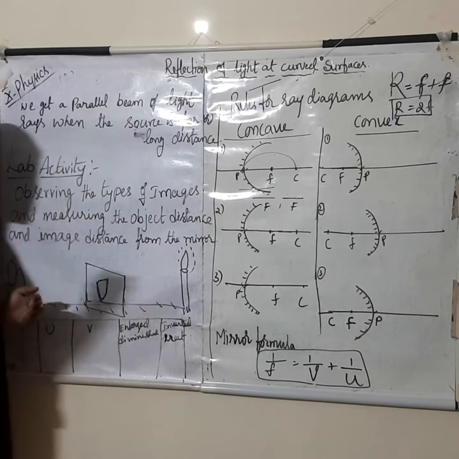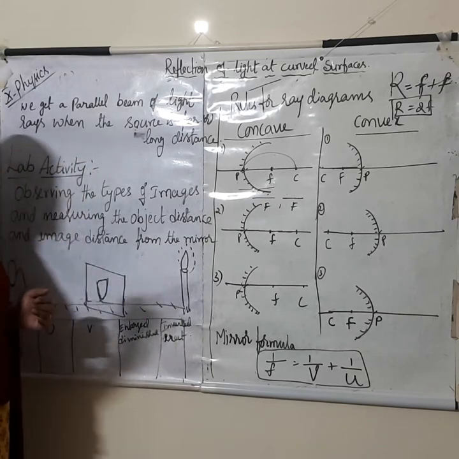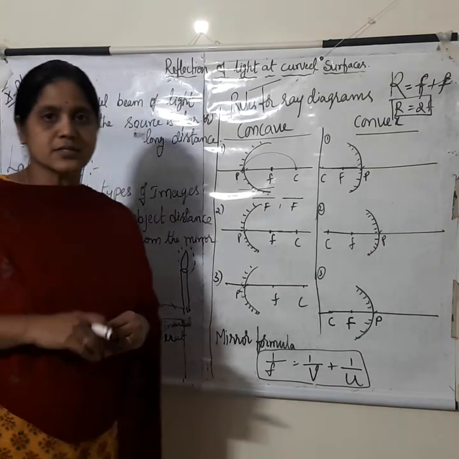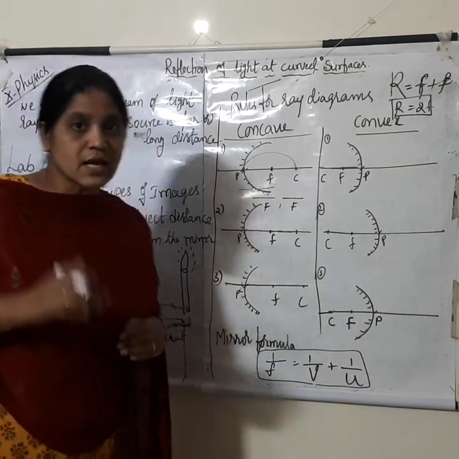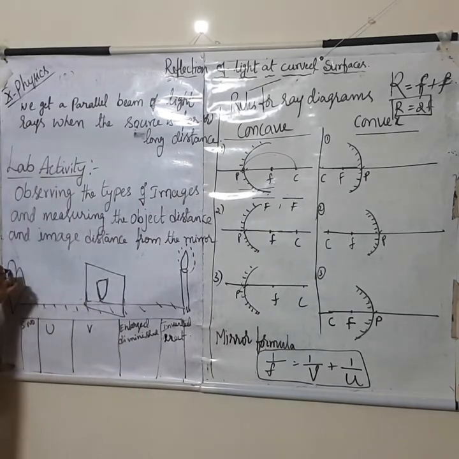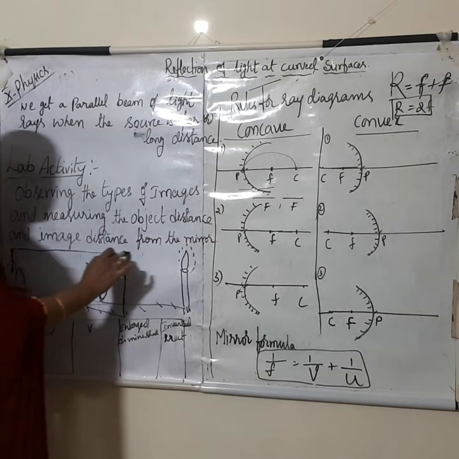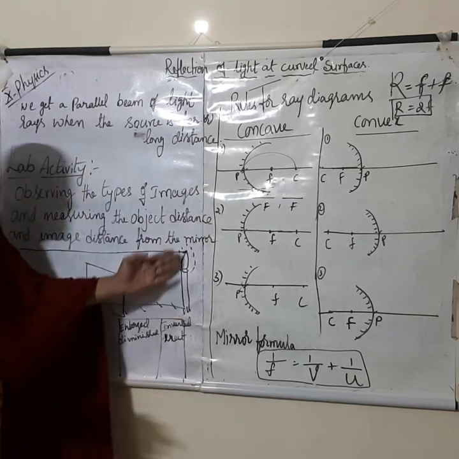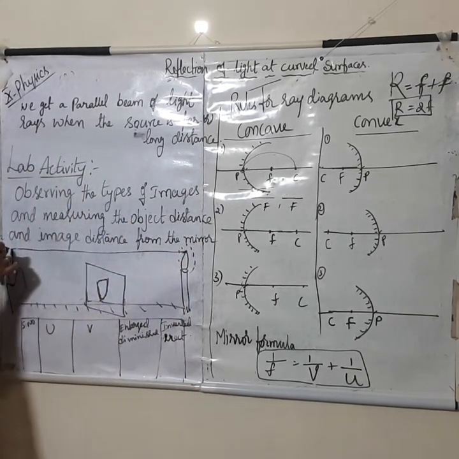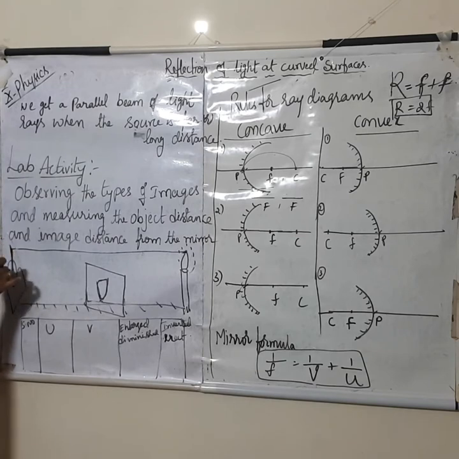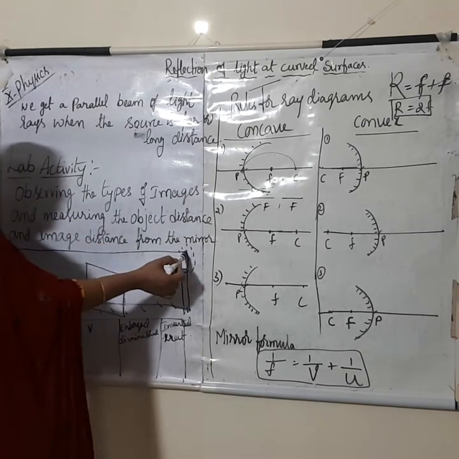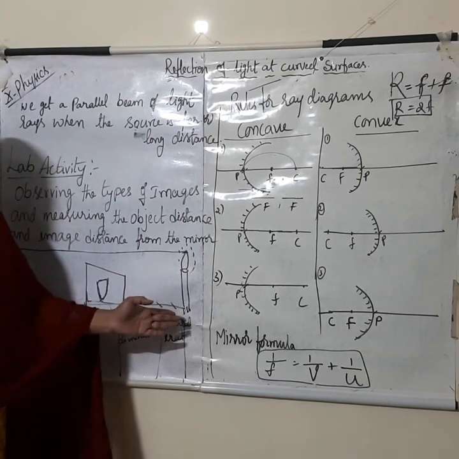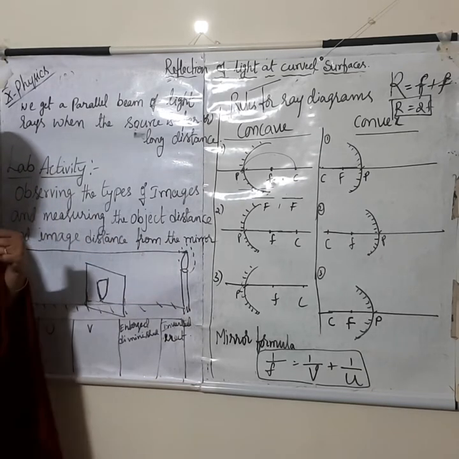And each time you have to note down the distances, image distance and object distance. Here, what is object distance? The distance from the center of the mirror to the source of light, meaning where you place an object, the distance between the midpoint of the mirror and the object is known as object distance.